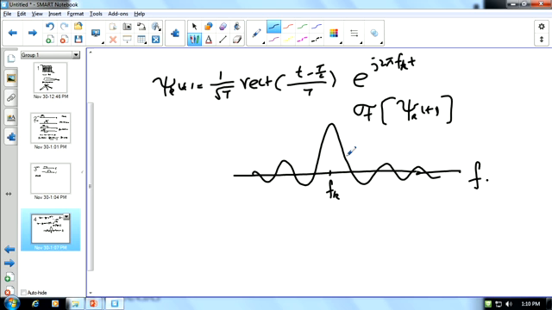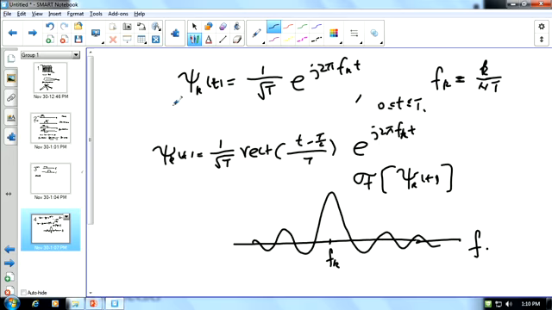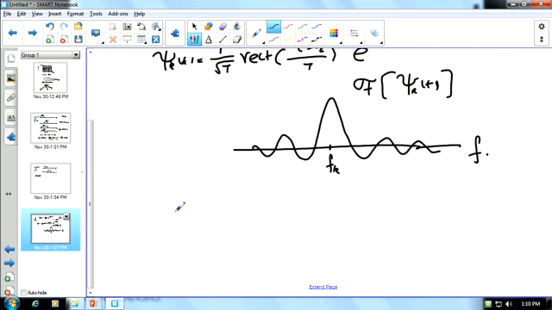So it occupies the entire spectrum. So now let's verify that this signal is actually orthogonal to each other. Okay? So we do the inner product of phi_k(t) and phi_j(t) dt.